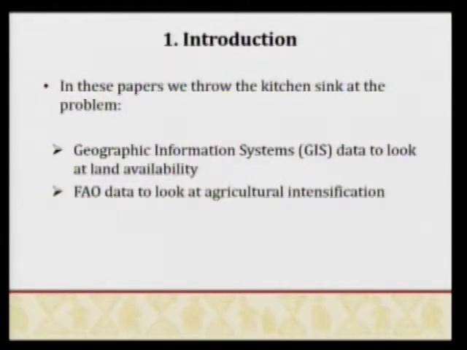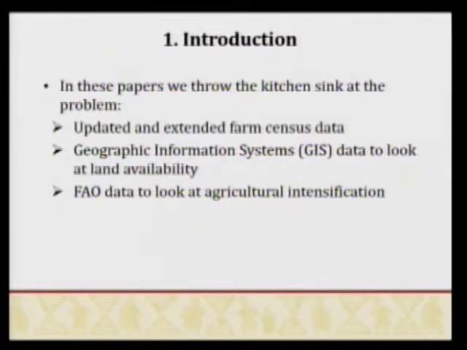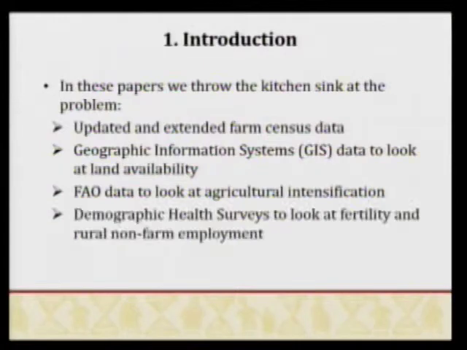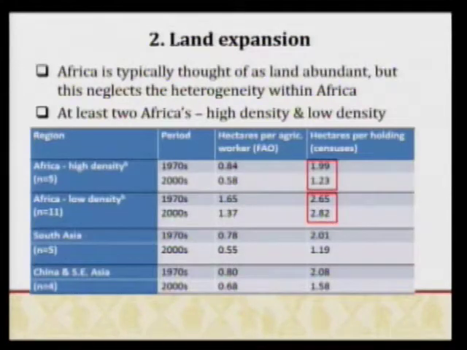In this paper, we really throw the kitchen sink at the problem. We use a bunch of different techniques and data. We have updated and extended farm census data from the FAO and many IFPRI and MSU surveys. We're using geographic information systems data to look at land availability. A lot of this is satellite data. We're using FAOSTAT data to look at agricultural intensification and other indicators. And we're using demographic health surveys to look at fertility rates and rural non-farm employment. We're using all these things to try and understand how people respond to land constraints in Africa, and also whether it's different to other regions.